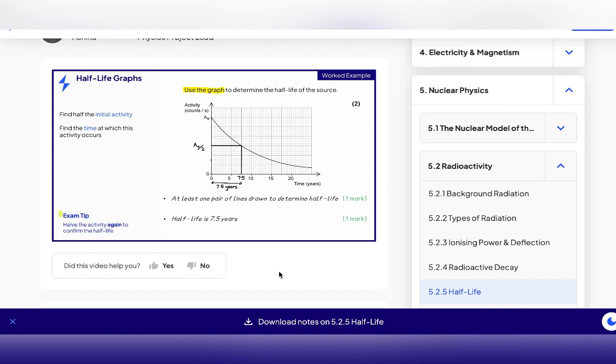for the second mark. Stopping here in your exam would be unwise when we can do the same thing again to double-check our first answer. Halve the activity again and read the time taken to go from A0 over 2 to A0 over 4 using the graph. This is also 7.5 years, confirming our answer. That's 2 guaranteed marks in your exam.